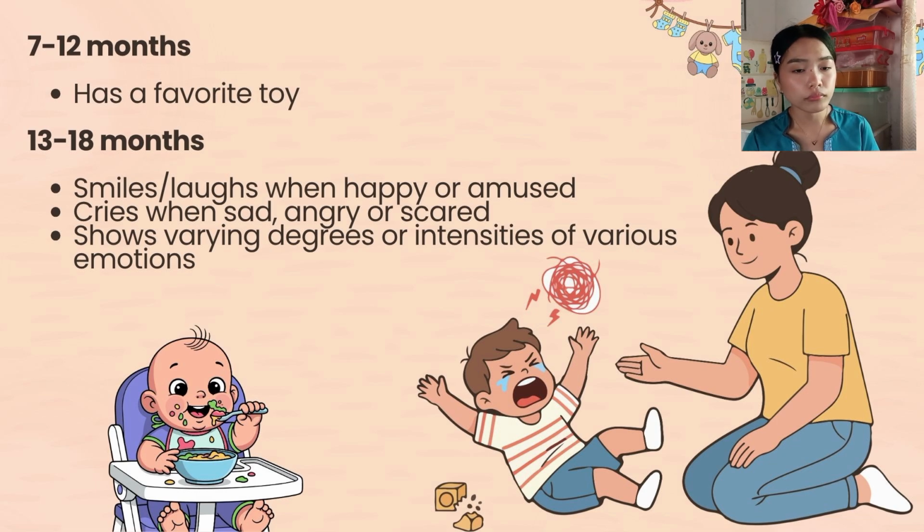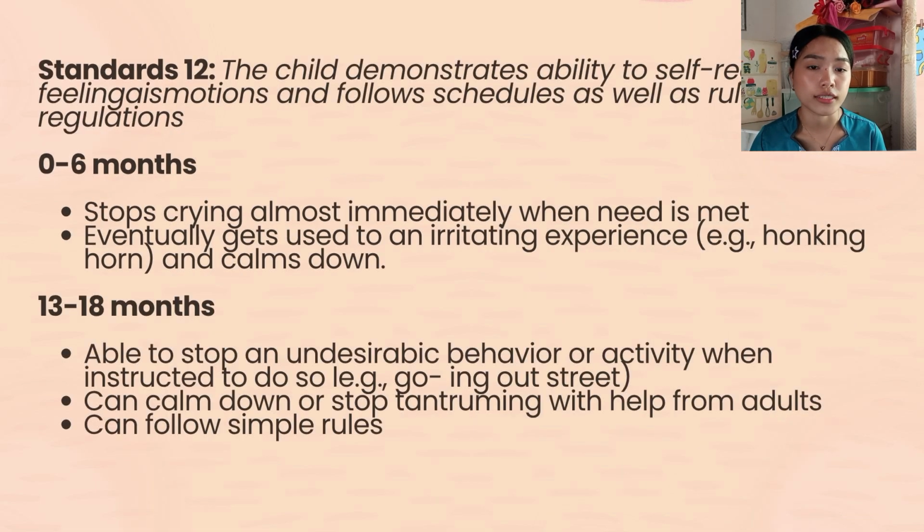Now let's proceed to the standards 12. The child demonstrates ability to self-regulate feelings, emotions, and follow schedules as well as rules and regulations. So 0 to 6 months stops crying almost immediately when need is met.